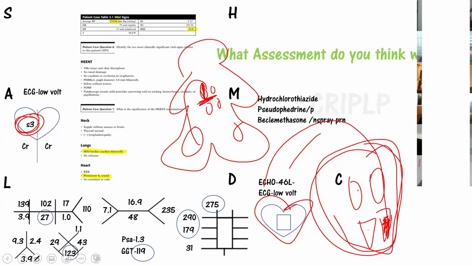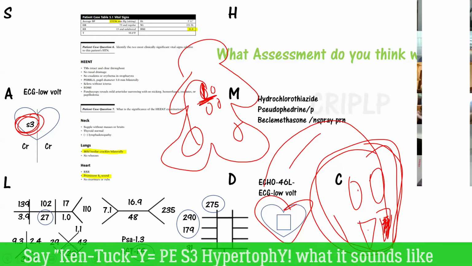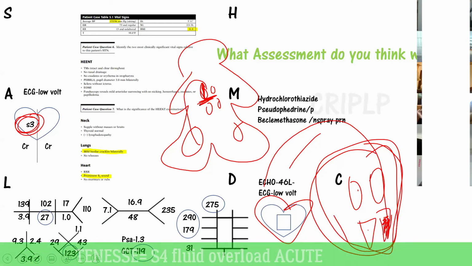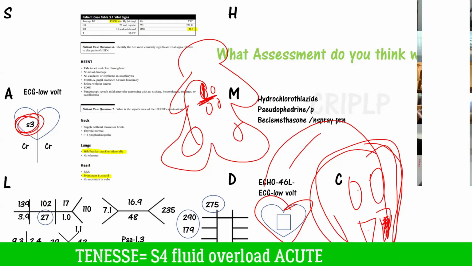Okay, what it basically means is that they're filling up with fluids and all those types of things, but it's not as ominous as S4. Now S4 is all the valves going pop, pop, pop, right? Where this is just 3 sounds: Kentucky, Kentucky, Kentucky, right? Kentucky. Where Tennessee is 4 sounds. All 4 valves are opening and closing at the wrong times.